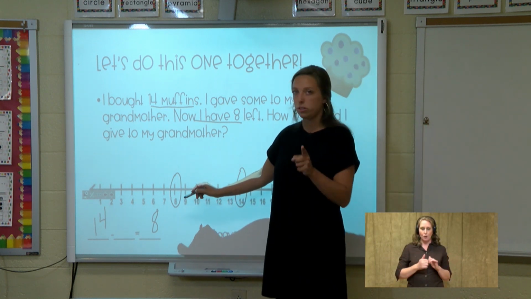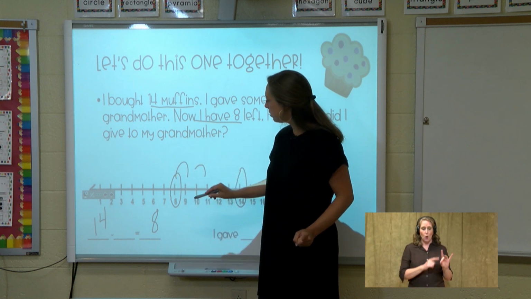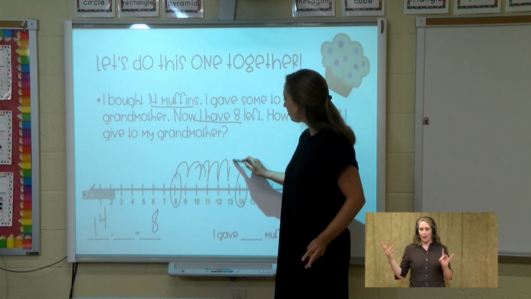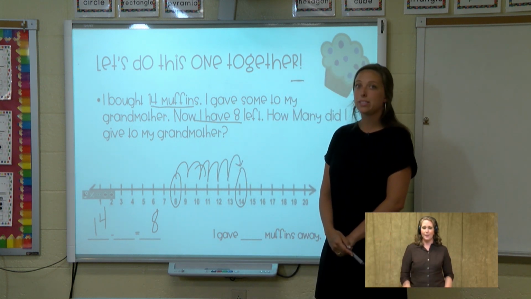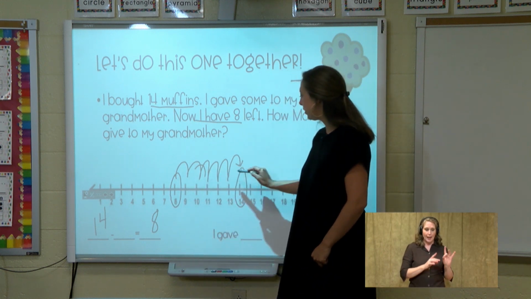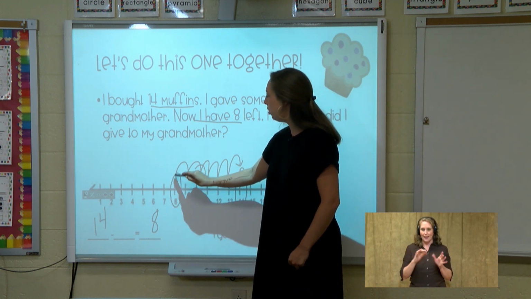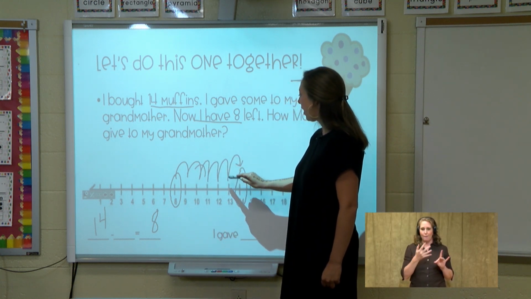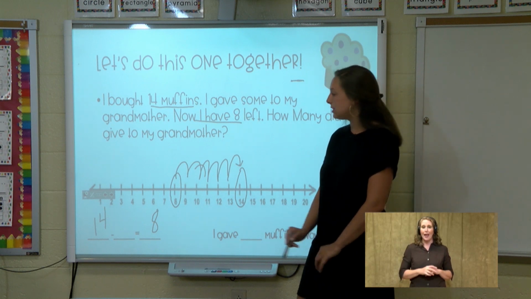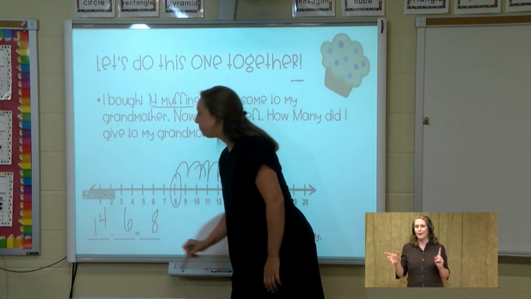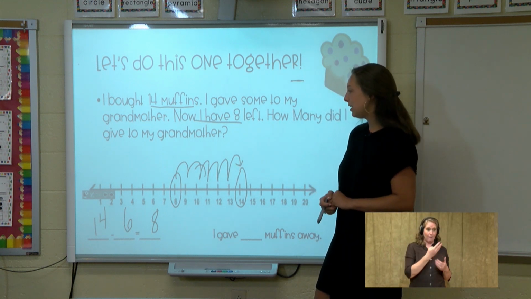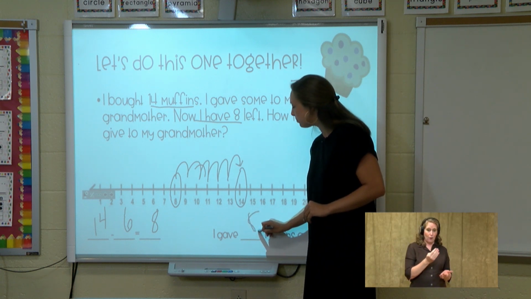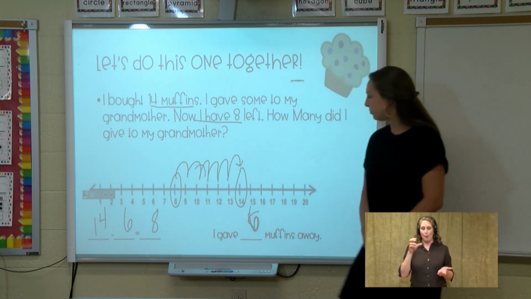You can count up with me using your fingers. 1, 2, 3, 4, 5, 6. Always double check yourself. Starting at 8, going up to 14. Let's count on. 1, 2, 3, 4, 5, 6. So that means 14 minus or take away 6 gives us 8. I gave 6 muffins away because I had 8.